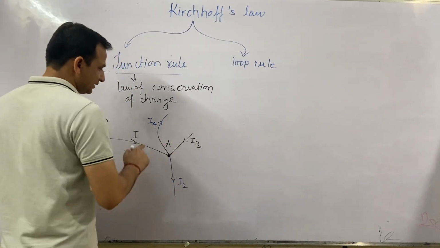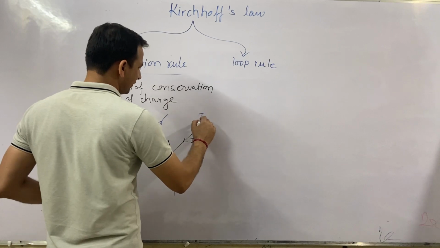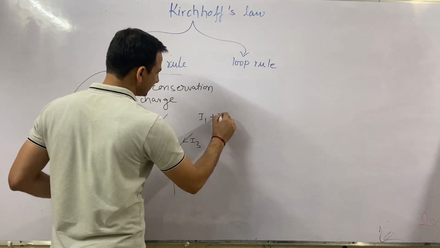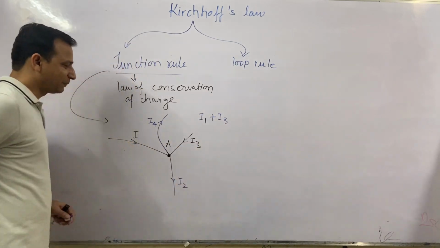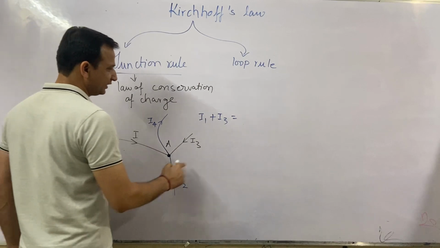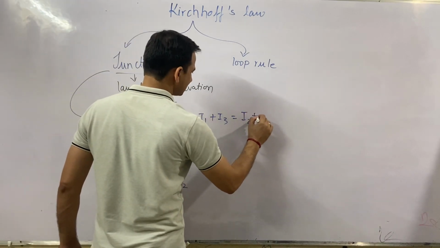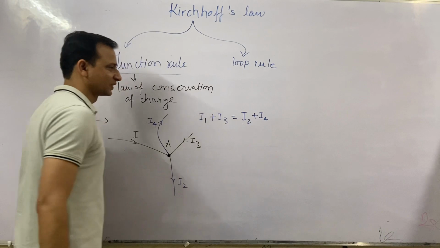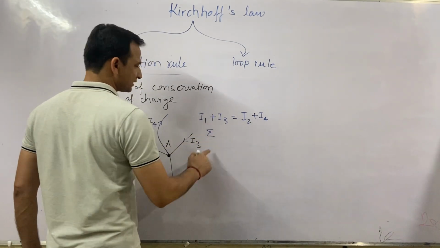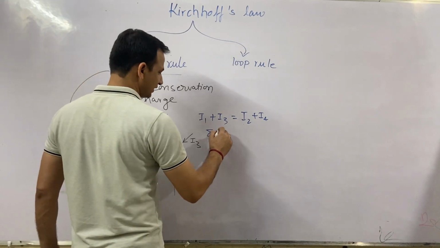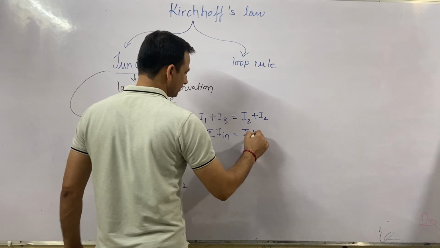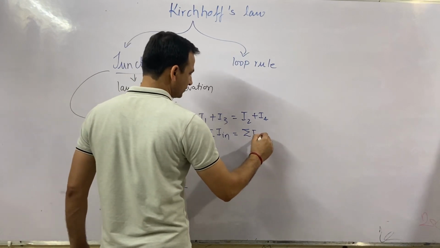So I can write the junction rule: I1 entering, I3 also entering. So I1 plus I3 should be equal to I2 plus I4. So you can write something like this: summation I in is equal to summation I out.